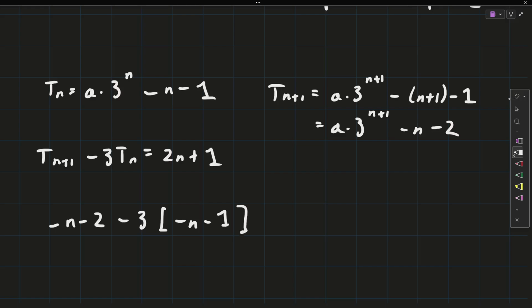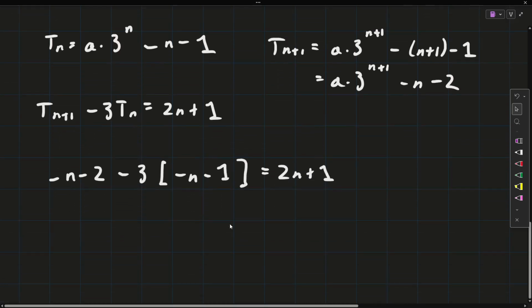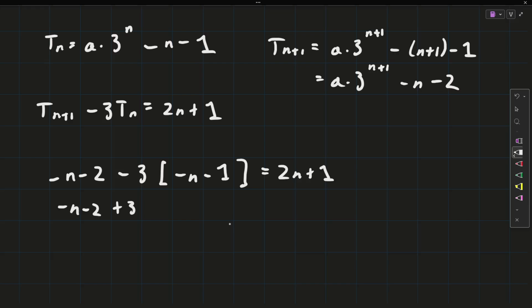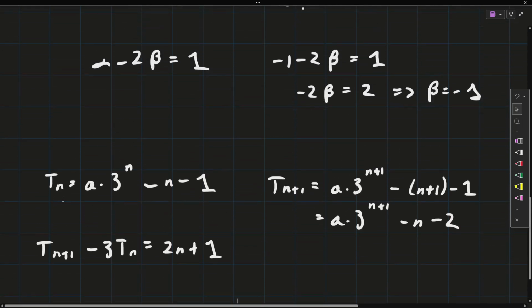Is that true that that's going to be equal to 2n plus 1? So again, I've just subbed in for Tn plus 1 and Tn on this side, and we want to see if that's equal to 2n plus 1. Well, what do we get? We have minus n minus 2, then we'll have plus 3n plus 3. And as you can see, that's going to be 2n plus 1. So yeah, we just found a solution. That's pretty cool. Great. Okay, cool. So we found a solution.